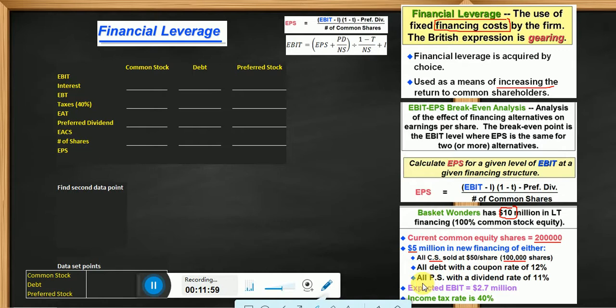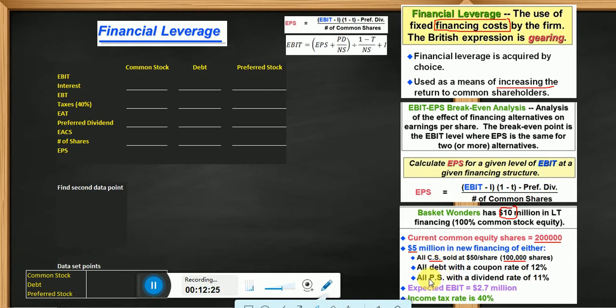The third option is all preferred stock with a dividend rate of 11%. So dear students, the company can issue shares to get $5 million. The company can also get debt by issuing a debt security and getting $5 million. And the company can also issue preferred stock. And you know the difference between common stock and preferred stock, right?